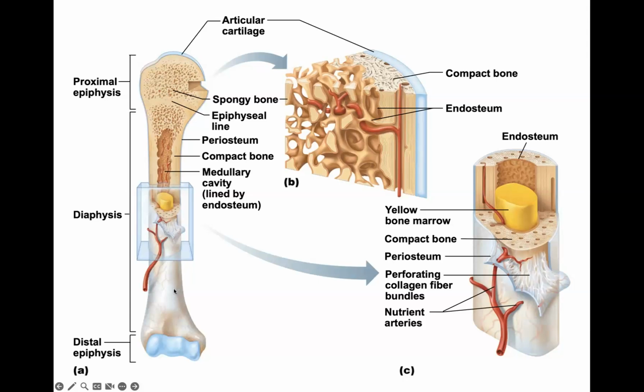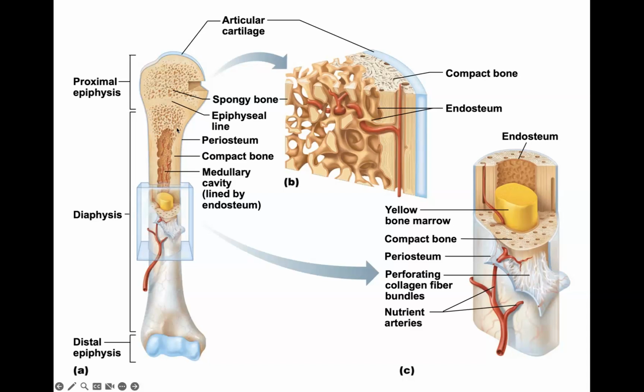Long bones, however, only have spongy bone in the ends, okay? We call these ends the epiphyses. So our proximal, there's that term, and distal epiphyses have spongy bone in them. Any place that I find spongy bone, this is where red bone marrow is located. So in our flat bones that are filled with spongy bone, red bone marrow. At the ends of my long bones, red bone marrow.